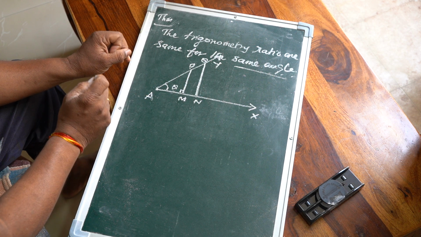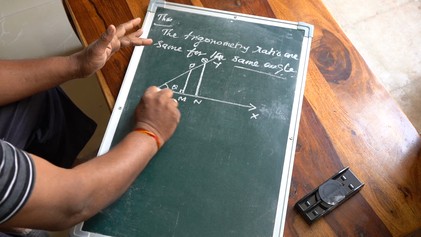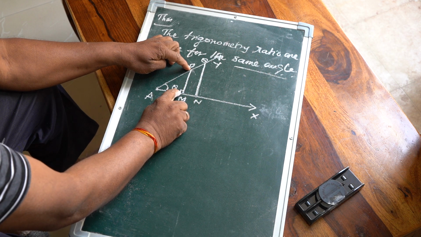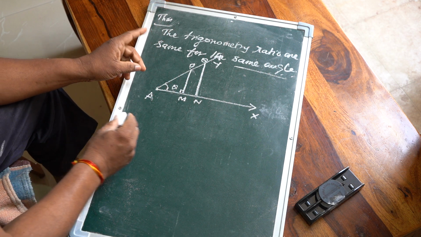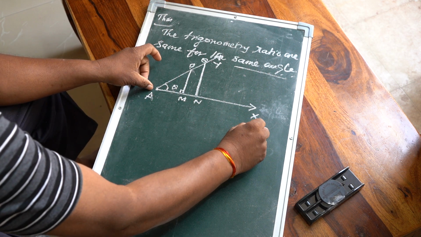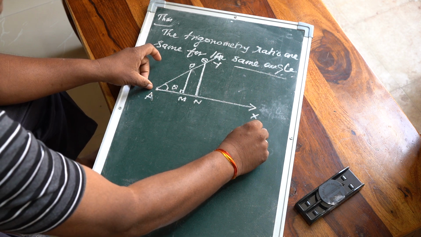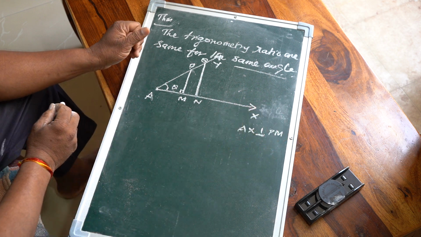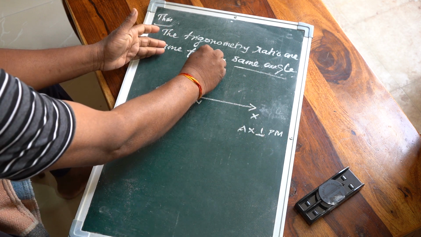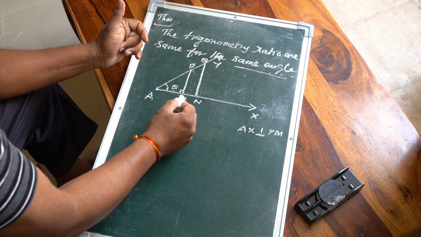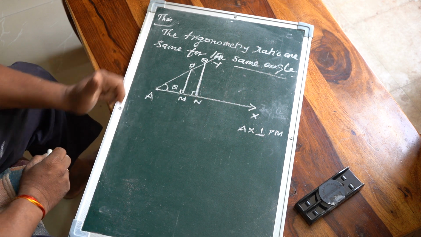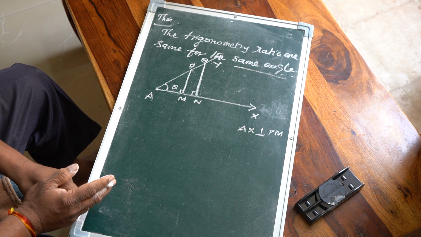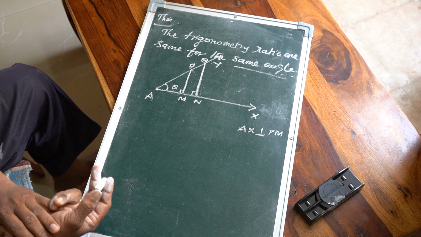Now we can draw the perpendicular line for AX at a point P. This is a 90 degree angle. So now the ray AX is perpendicular to PM. Next, another line, QN, is also perpendicular to AX, right? Now, the trigonometric ratios are the same for the same angles.